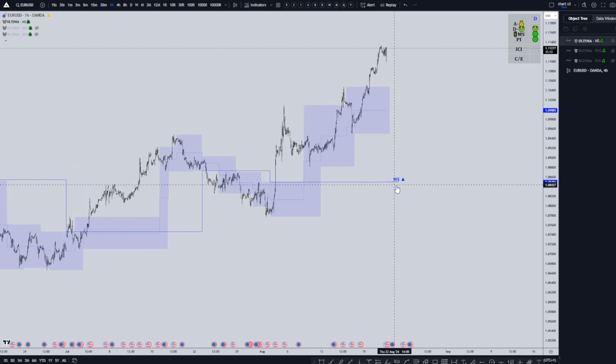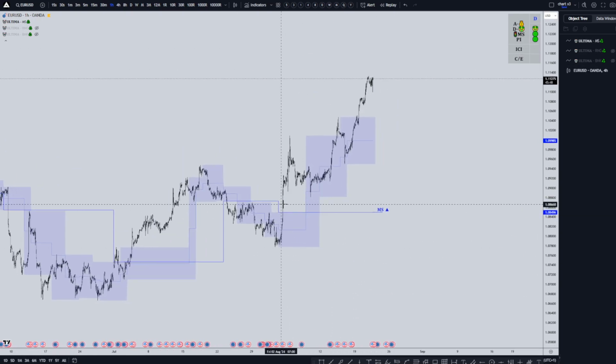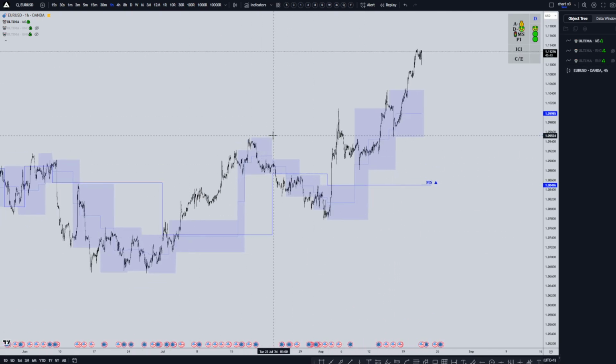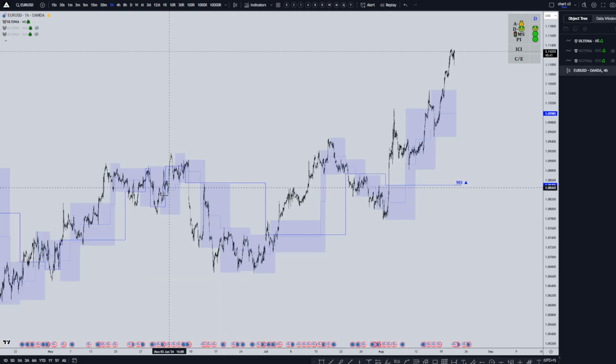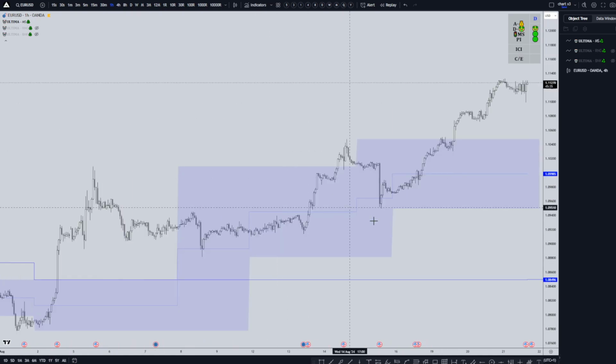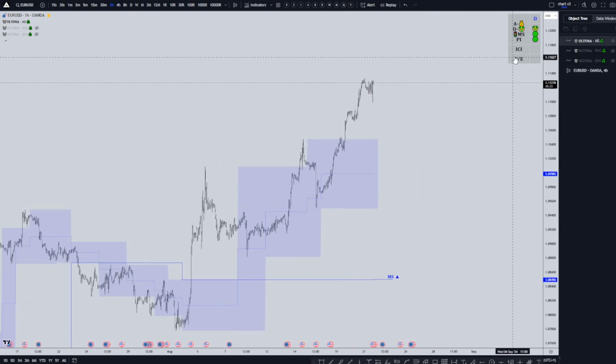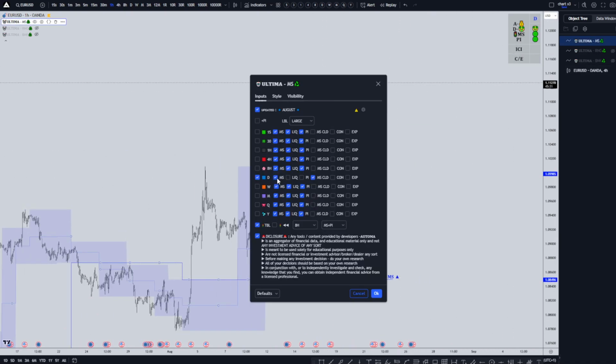So this market structure storyline basically shows us whether we have a bullish market structure, bearish market structure, bullish market structure, bearish market structure, bullish market structure, bearish market structure. So that's regarding the market structure storyline.